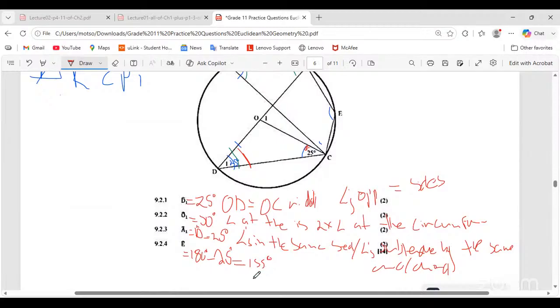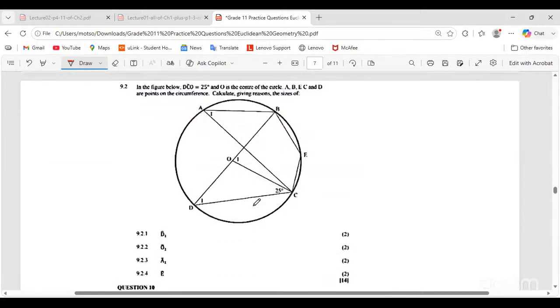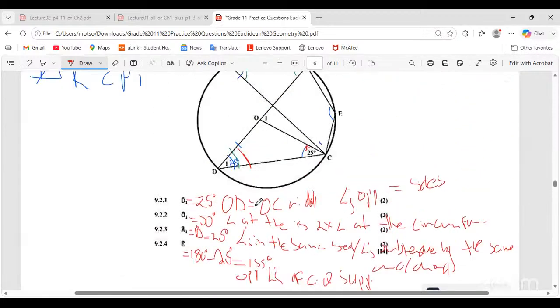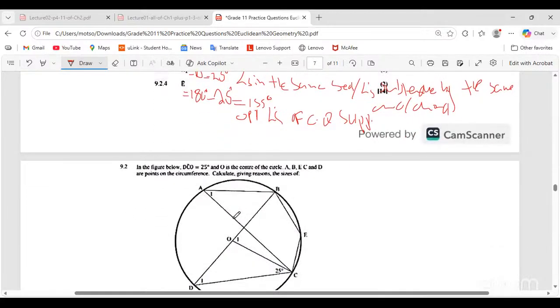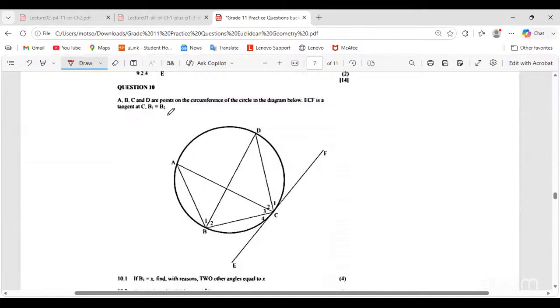The reason behind the statement states that opposite angles of a cyclic quad are supplementary. Now you have your beautiful 14 marks inside the pocket. I hope this makes sense. Now we can proceed to the next question. This one is the same as the one that we just did, so I will jump straight to question 10.